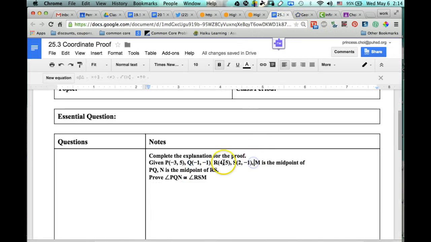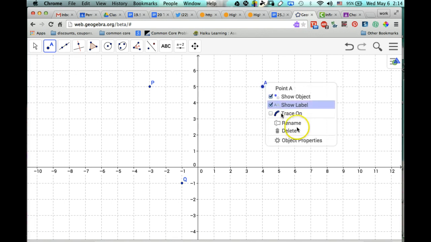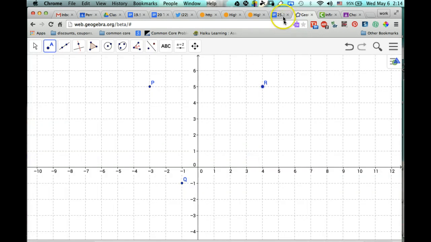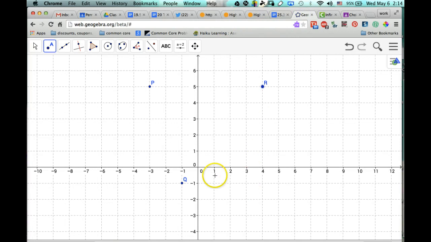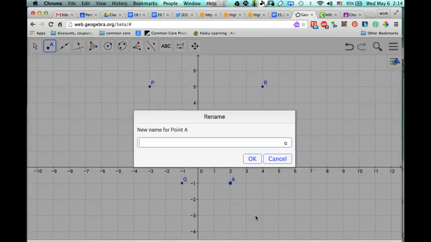Now we're going to go to the next one, R. And R is at 4, 5. So I start from 0, go to the right by 4, and go up by 5. And that is supposed to be R. So use 2 fingers, rename, change it to R. Now let's go to the last one. S is at 2, -1. So start from 0, go to the right by 2, and go down by 1. And then click on rename. And now I'm going to put S.